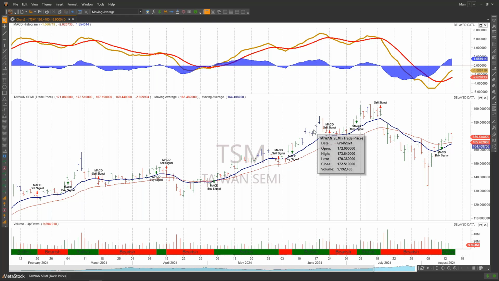And for this, because it's objective and because it's based on the trend of the stock, we can go back and say, well, okay, how does that work on TSM, right?